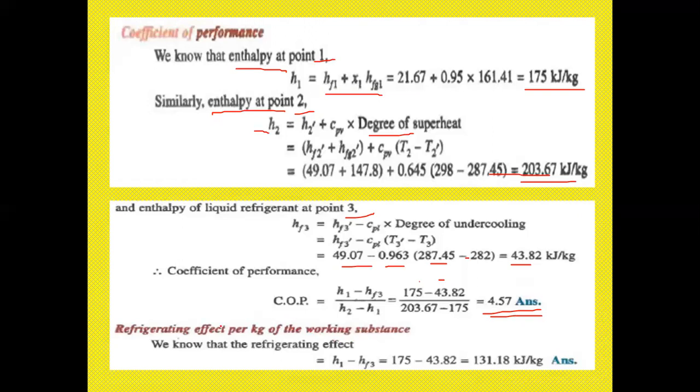Next, the refrigerating effect per kg of working substance. Here the refrigerating effect is equal to H1 minus HF3. H1 minus HF3 is equal to 175 minus 43.82, that is 131.18 kilojoules per kg, right?